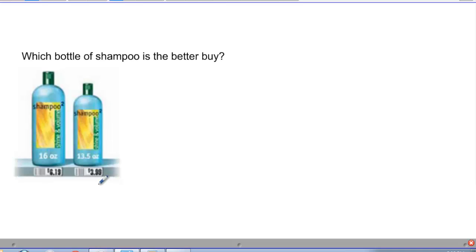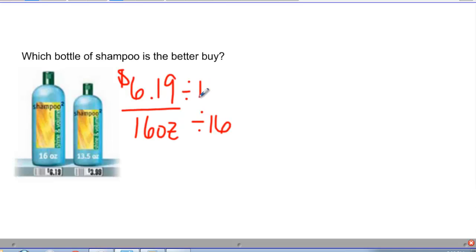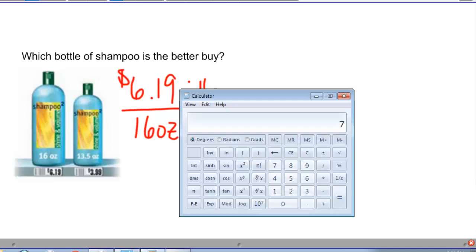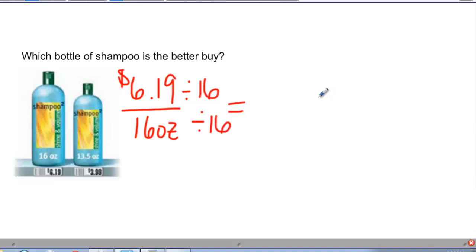So I'm going to set up two rates, figure out the unit cost of both of these bottles of shampoo, and then compare those. So for the first one, it's $6.19 per 16 ounces. And if I want to figure out the unit cost, I want to figure out what it is per 1 ounce. So I'm going to divide by 16. And so I will get 0.386, so that's about 39 cents per ounce. Sometimes, if these are really close, we have to look at the unrounded value, but then you might as well just buy whichever one you want.